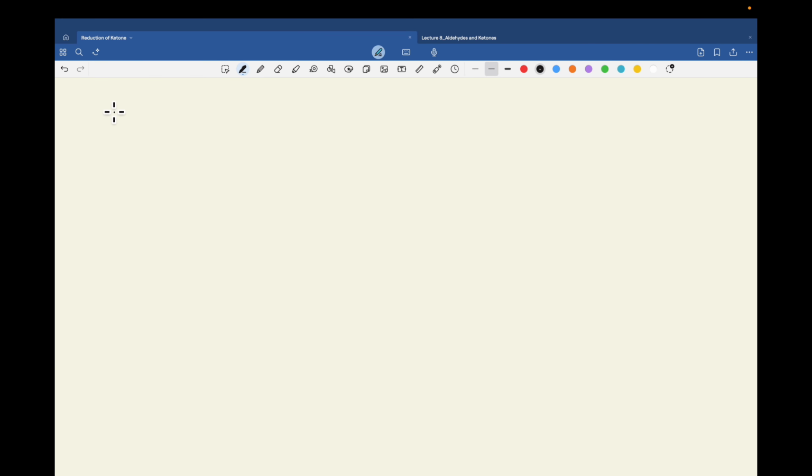Today we are going to talk about the reduction of ketone and aldehyde. For the reduction of aldehydes and ketones, there are two common reducing agents. The first one would be lithium aluminum hydride, followed by acid workup.